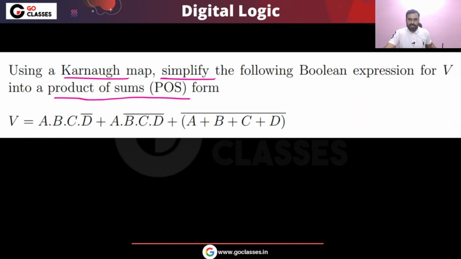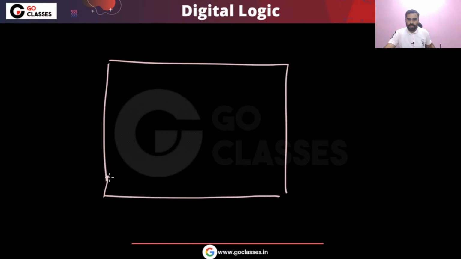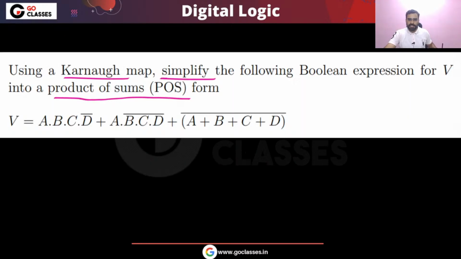This is very simple. 4 variables are given to you, so let's make a K-map on 4 variables. You already know this, very familiar, we have done a lot of practice of the K-map. So first you create the K-map. Total 4 variables are given to you, a b c d.